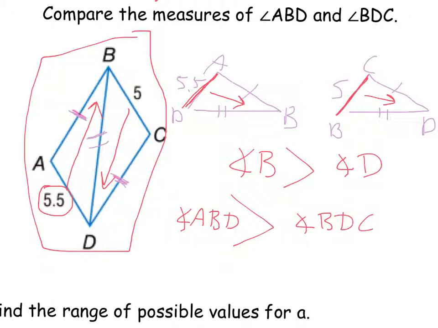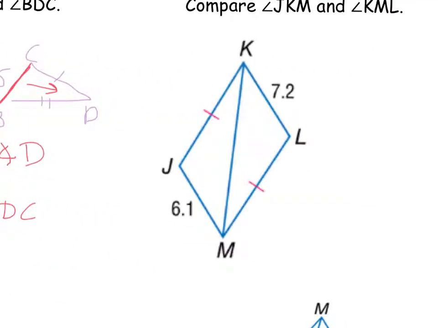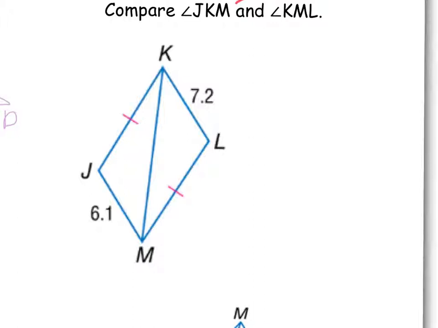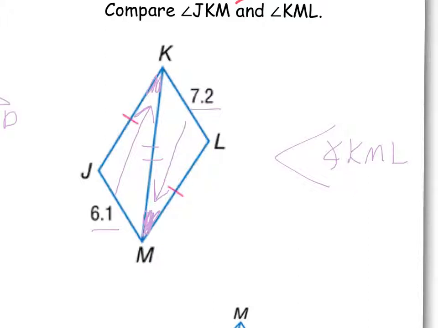Okay, let's look at another example here. So same situation. We have this segment which they share. We have 6.1 here, we have 7.2. 7.2 is larger than 6.1, which means this angle right here, angle KML, is larger than this angle right here, which is angle JKM. This angle right here.